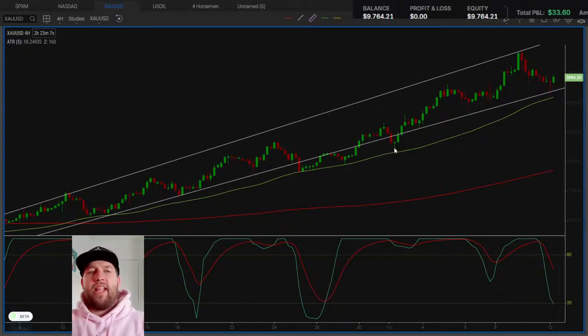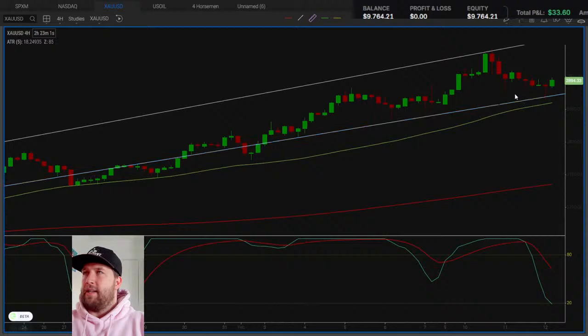So I didn't really love the idea of going only short today because we are bouncing off of this pretty much at the bottom of this channel. And we're in an overall uptrend. So yeah, it makes sense that we're gonna have a hard time finding short trades today, I think.